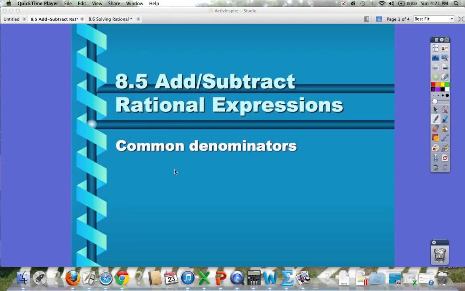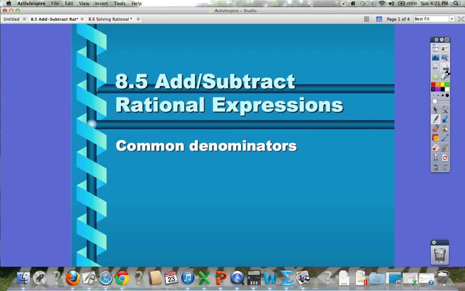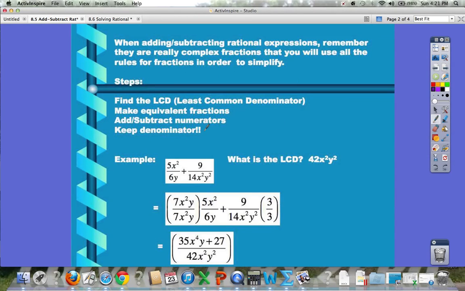8.5, adding and subtracting rational expressions. Just like with fractions, we're going to need to find common denominators. When you're adding and subtracting rational expressions, remember they're really complex fractions, so you're going to be using all those rules for fractions in order to simplify.